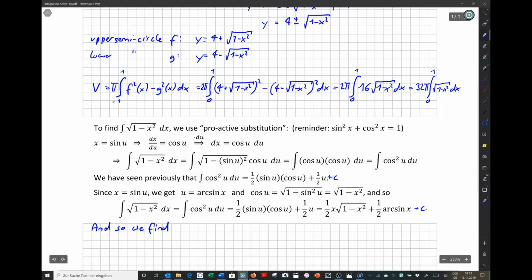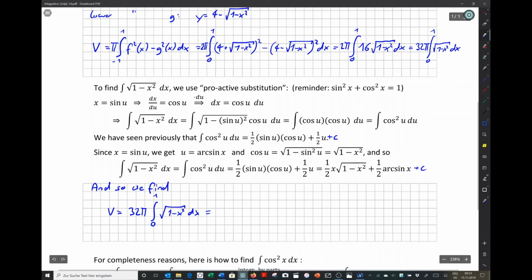And so we find that the volume that we're looking for, which is this 32 pi times the integral from 0 to 1 of square root of 1 minus x squared dx, as we see up here, is now, using what we found, 1/2 times x times square root of 1 minus x squared plus 1/2 arcsine of x from 0 to 1. And sorry, the 32 pi is missing here.